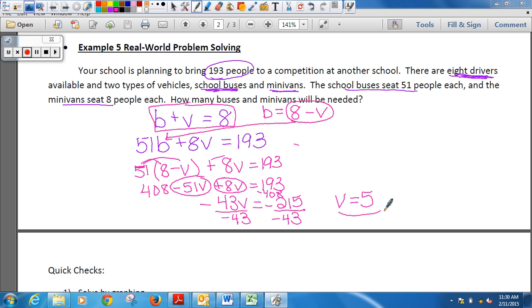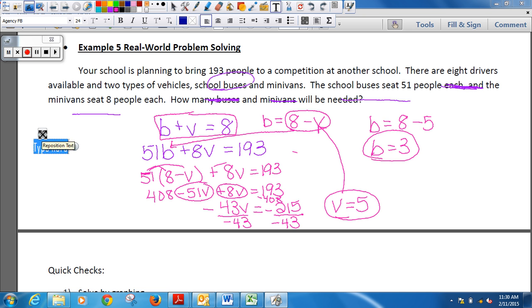That means I can take 5 vans. I now need to see how many buses I can take, so I'm going to substitute this in up here for v. Buses is equal to the 8 minus 5 vans, so I can take 3 buses. So I need to write this in statement form. The school will need 3 buses and 5 vans.